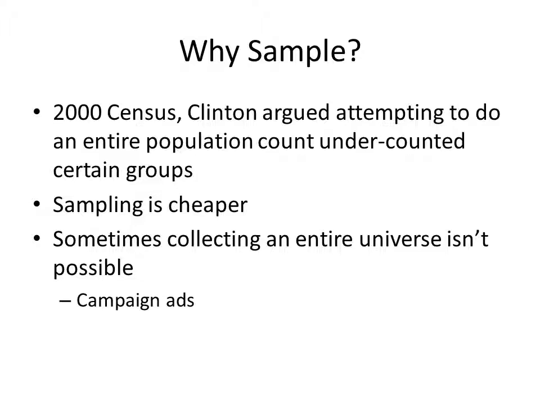There's some great work on campaign ads, campaign emails, things like that out there in the academic literature where you'll never collect everything. It's impossible to collect everything. And so if you do a systematic sample, it ends up working better and it's more efficient for a number of reasons. So this is why we sample. It's easier, it's cheaper, it actually in a lot of cases performs better, and sometimes it's just not possible to do the entire population.